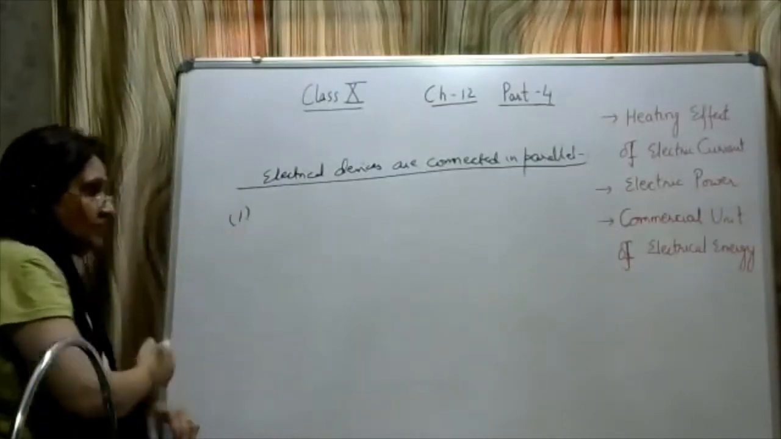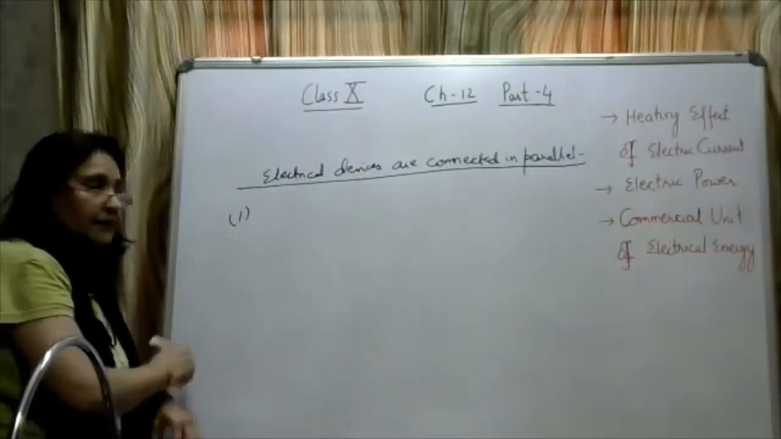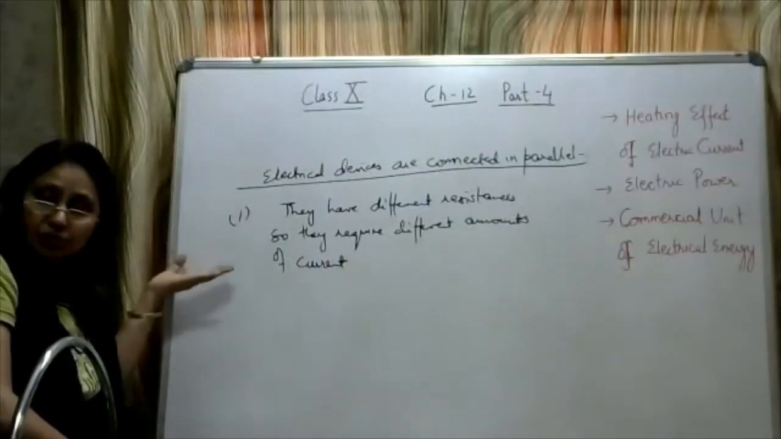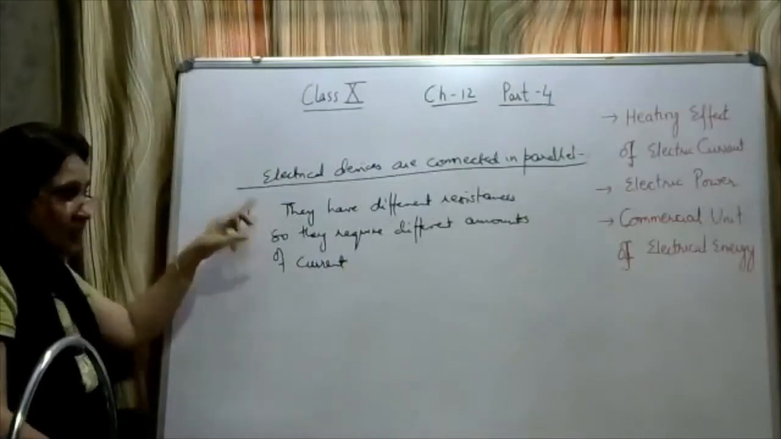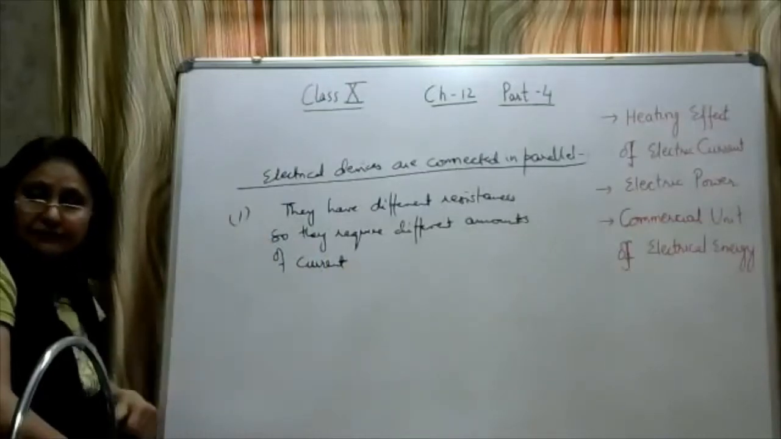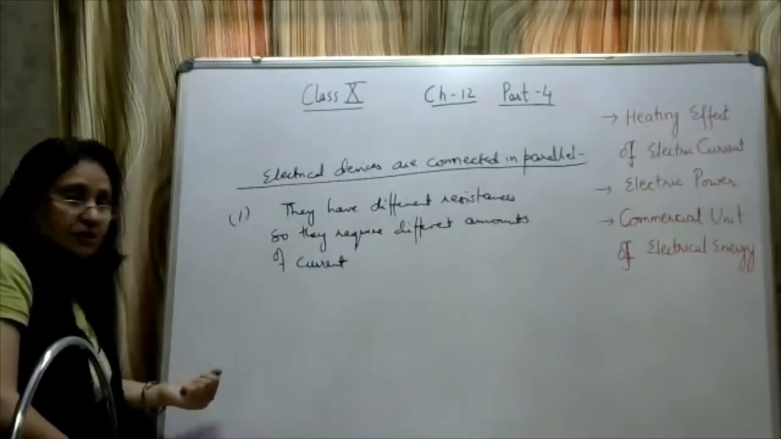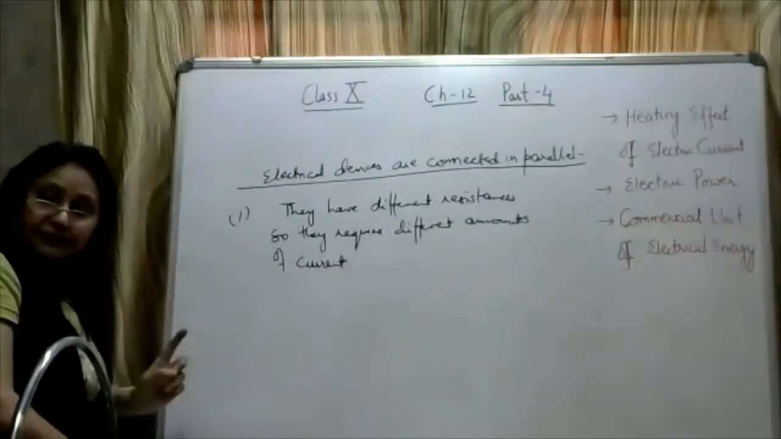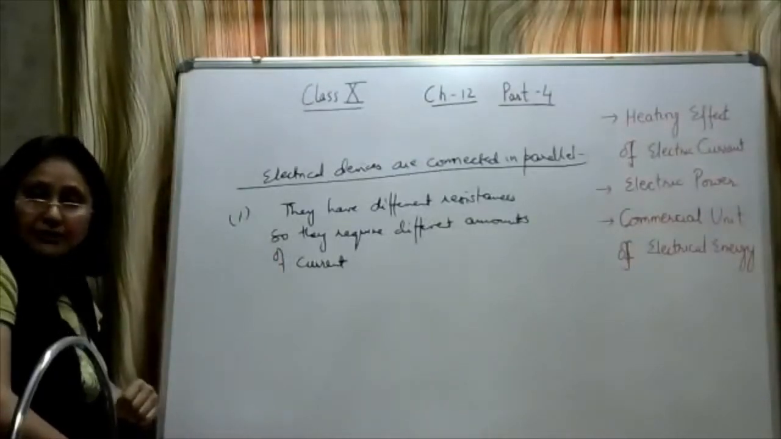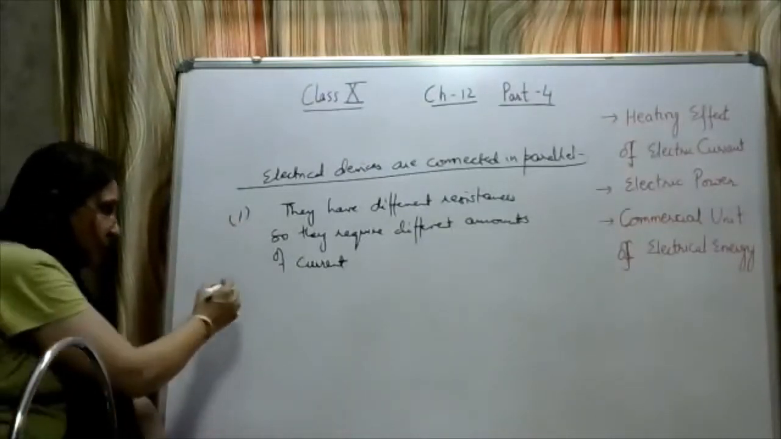So the first reason for connecting all these electrical devices in parallel is that they have different resistances. The electric bulb has a different resistance than a toaster, than a fan, etc. So they will require different amounts of current. The one which has more resistance will require less current. That is why they are connected in parallel. If they are connected in series, we know that the same current flows through all the devices. So that is why they are connected in parallel, because they require different amounts of current.